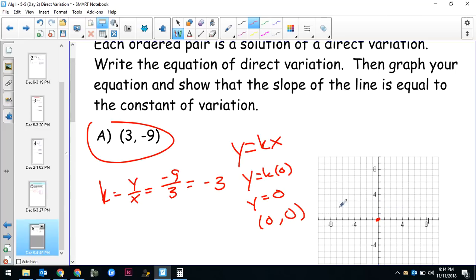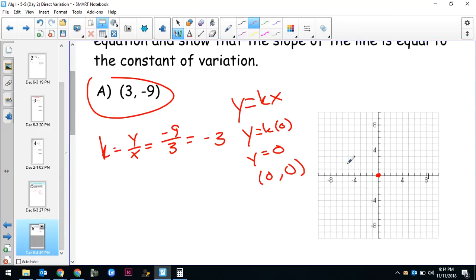Every direct variation must go through 0, 0. So the cool thing about this is if I give you a point and say, okay, that runs through a direct variation, all you need to do is graph 0, 0, and then that coordinate, 3, -9. So let me scroll down just a hair. So 3, -9, there's that point. So here is my direct variation.